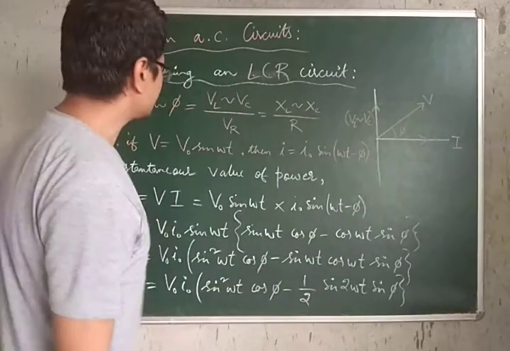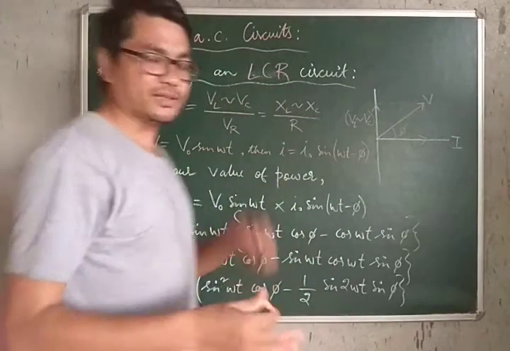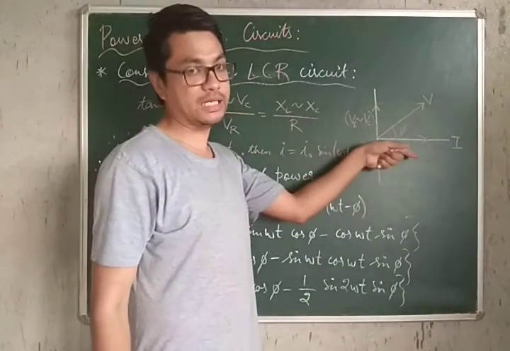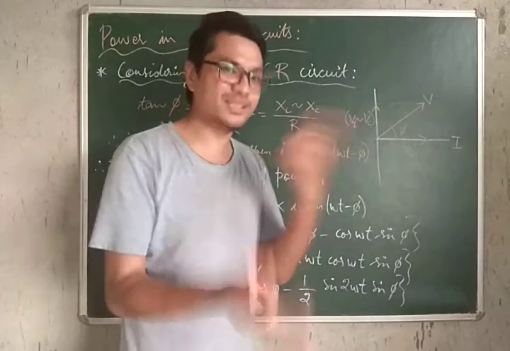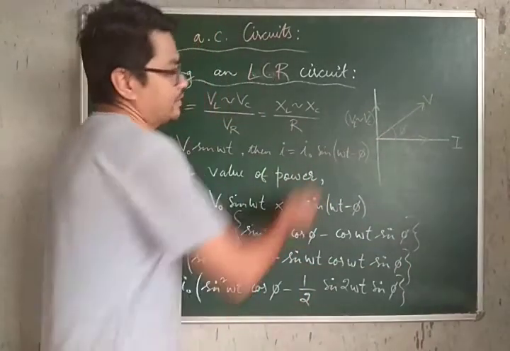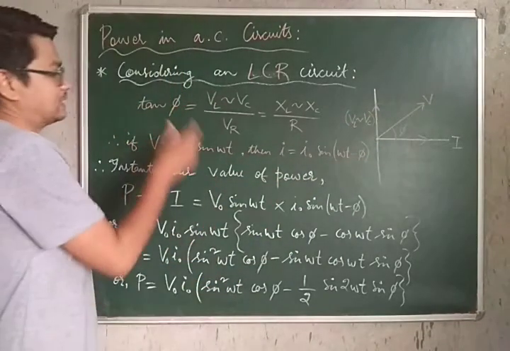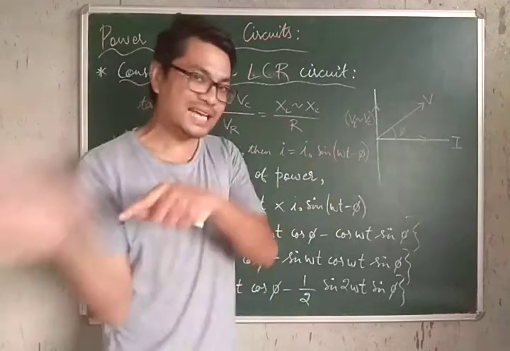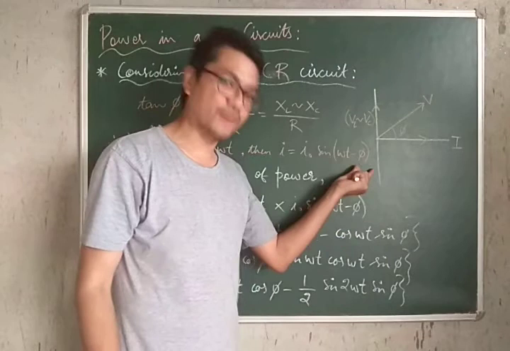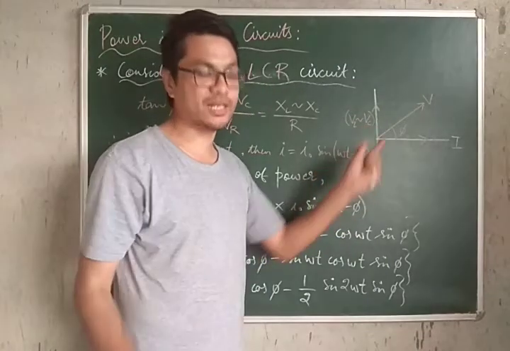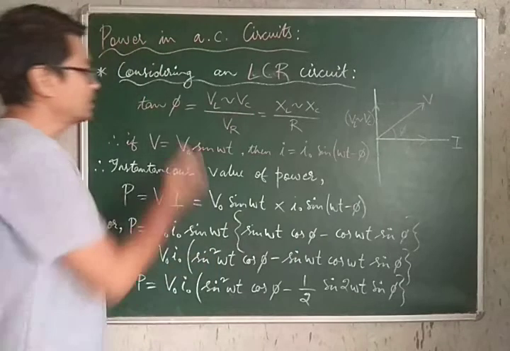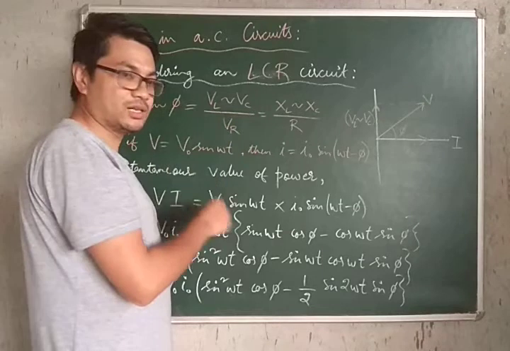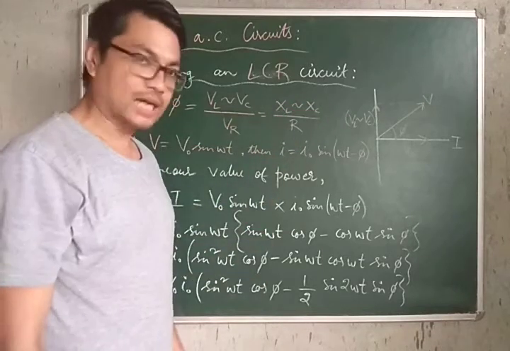So basically in an LCR circuit, there is some phase difference between voltage and current. If VC is greater than VL, then the current leads the voltage by a phase angle of phi. In this case, let us consider that the instantaneous value of voltage is V0 sin omega t, and the current lags behind the voltage by a phase angle of phi. So we are considering VL is greater than VC here also. And of course, the phase angle phi is given by tan phi equals VL minus VC divided by VR, which is equal to XL minus XC upon R.